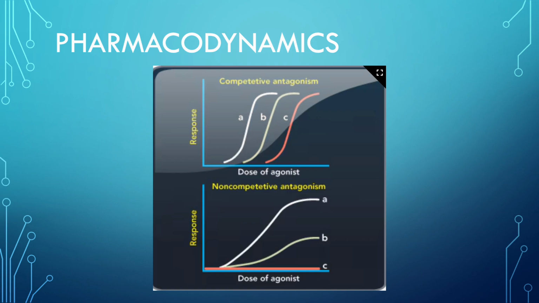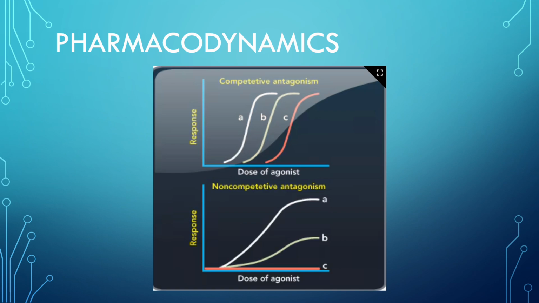Now, antagonists that compete with an agonist for a receptor site are considered competitive agonists. That makes sense. They compete with the agonist. However, if the antagonists block an agonist's access to the receptor site, they're considered non-competitive agonists. So they're not competing for it, they're just blocking it.